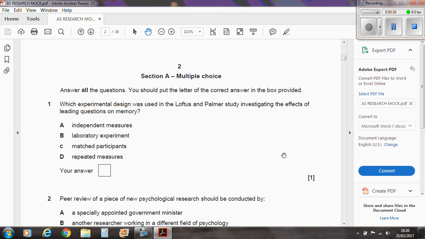leading questions on memory? Now, on the research methods paper, they're quite sneaky. They like to put in some multiple choice questions about the core studies that are kind of research method questions, but they're about pieces of core study research. And they do that because they want to make sure that you actually remember the core studies and you've not just crammed it for the actual core study exam. So on this one, Loftus and Palmer study is about leading questions.